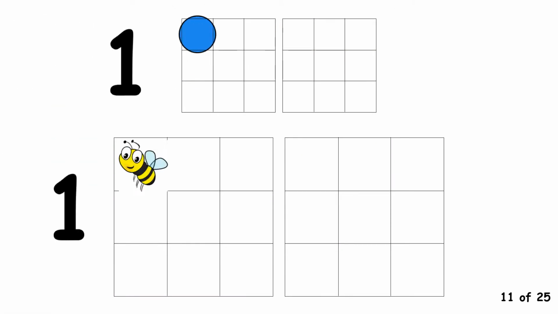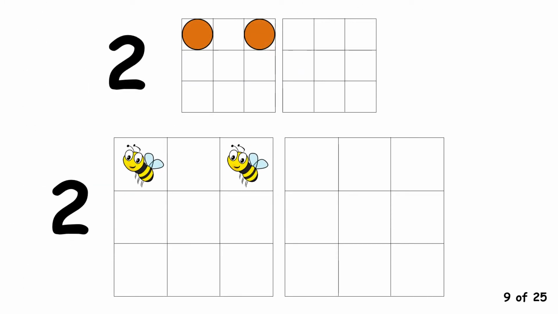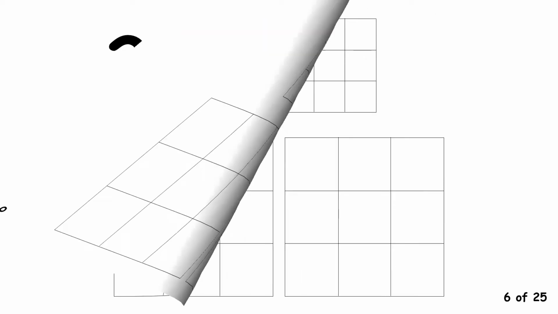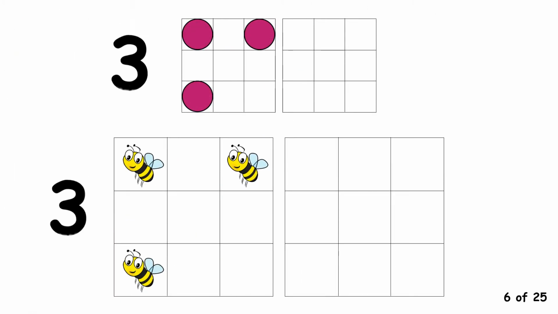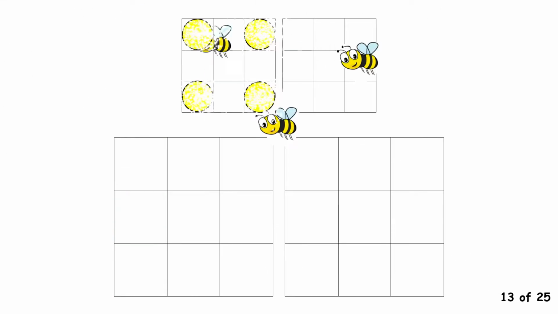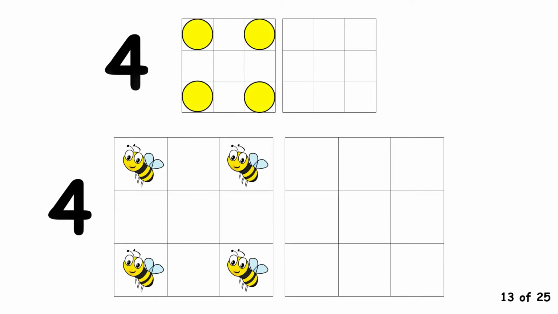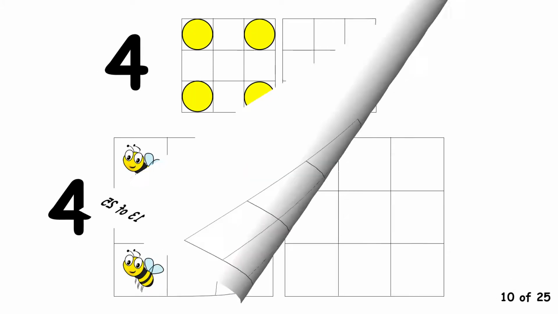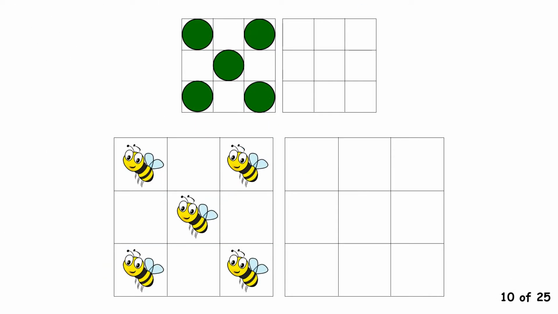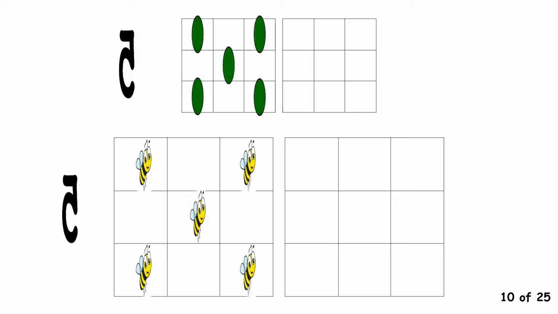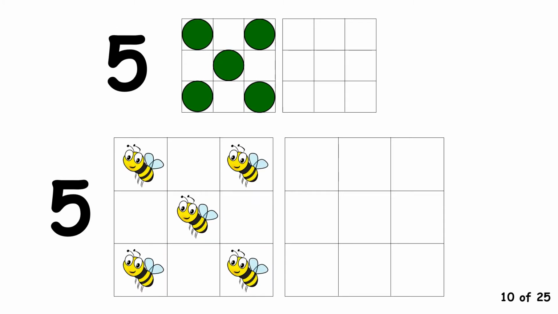1, 2, 3, 4, 5. Well done. Now let's try them out of order. Try and get the number from the colour and the pattern before I say it.